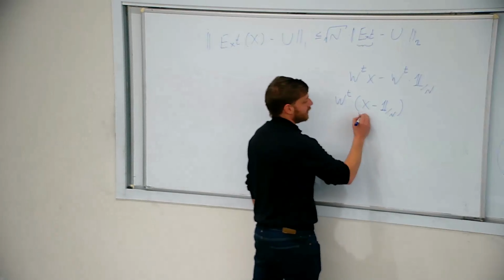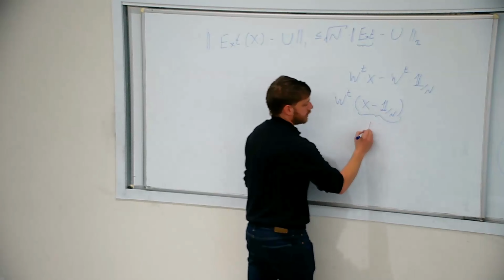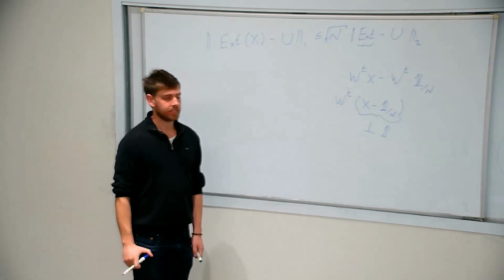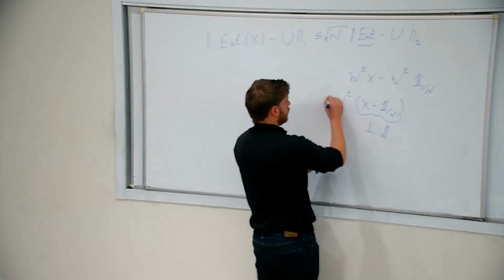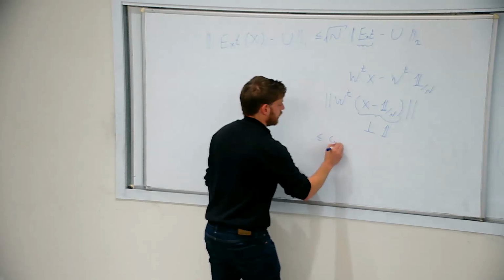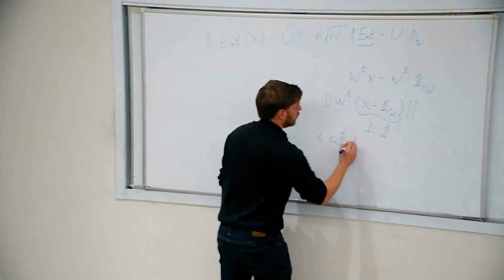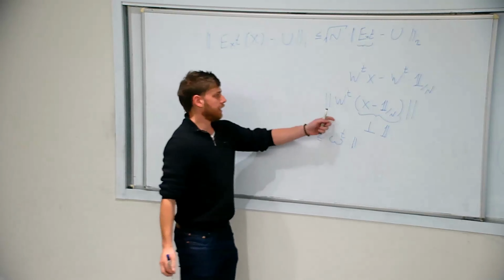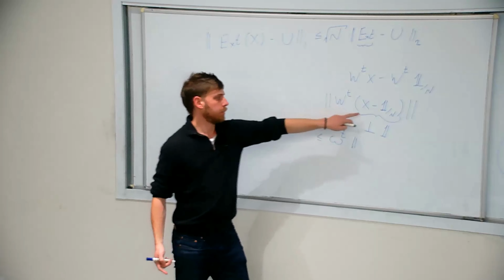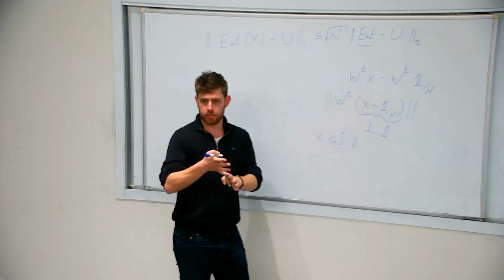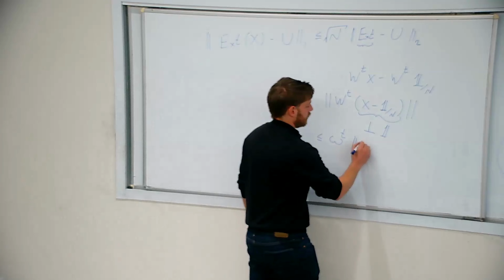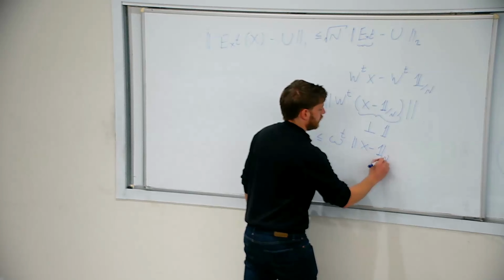All we need to know is that this one is perpendicular to the all ones vector. So the norm of this is at most omega to the T times the norm of X minus u. Even though the norm of W is 1, we live in the space perpendicular to the all ones vector, and we get the factor of omega to the T.